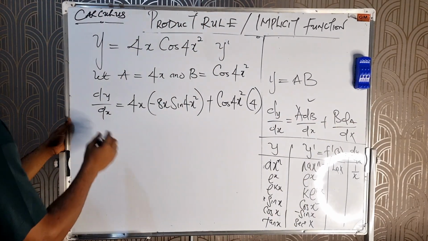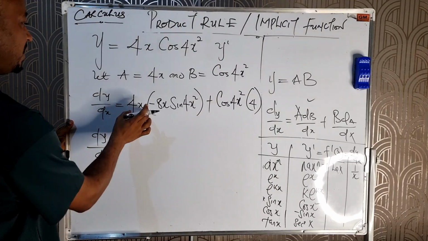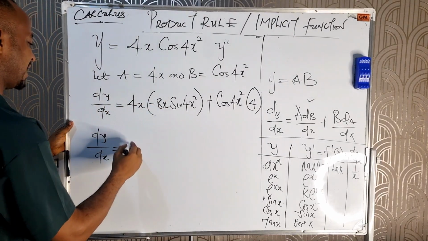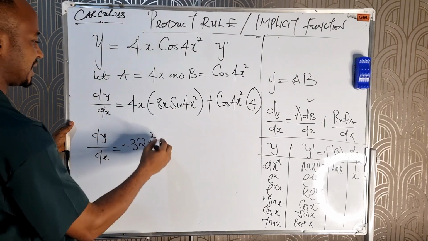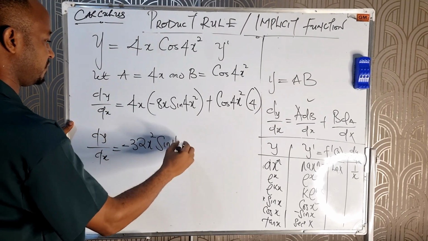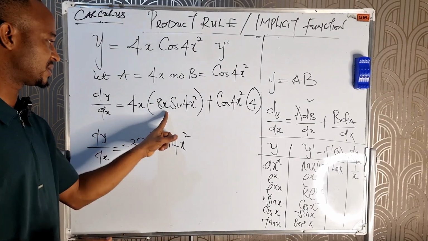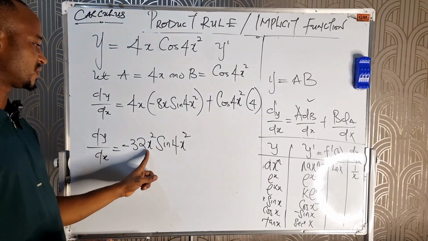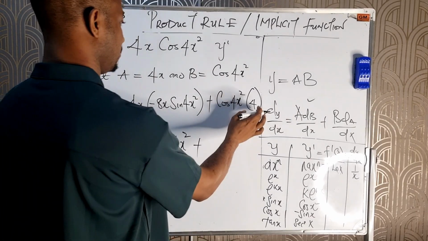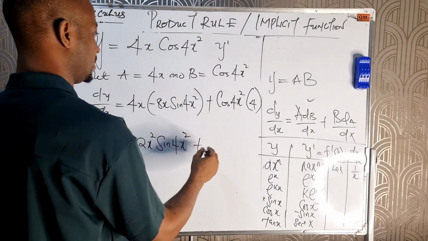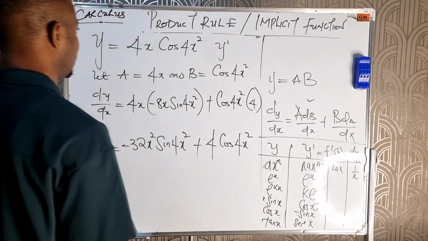So let's multiply this out. Our dy/dx: 4x times minus 8x, we have minus 32x squared, sine 4x squared. I'll repeat again. 4x times minus 8x is minus 32x squared. Then I have my sine 4x squared, right? Plus 4 times cos 4x squared will give us 4 cos 4x squared.